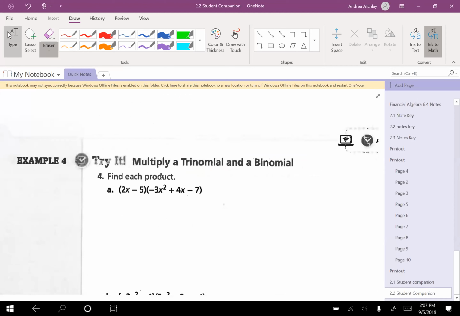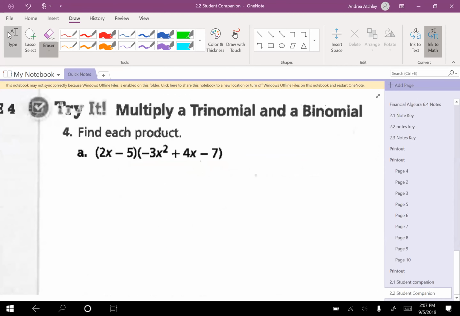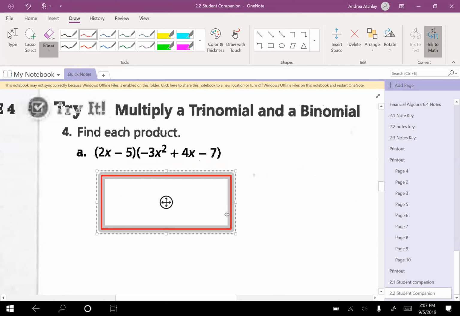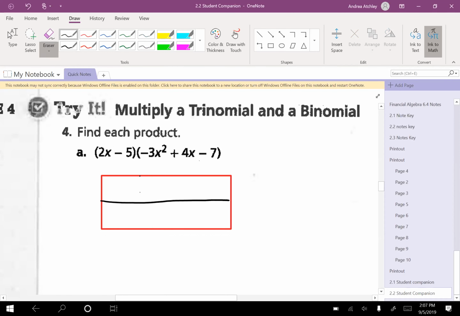Okay. Now we're going to multiply a binomial times a trinomial. A binomial times a trinomial. Same idea. I'm going to draw a rectangle. This time I need to divide it into 3 pieces. So we have the binomial on the side.